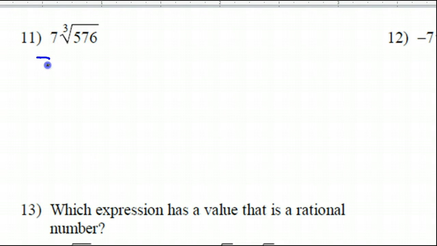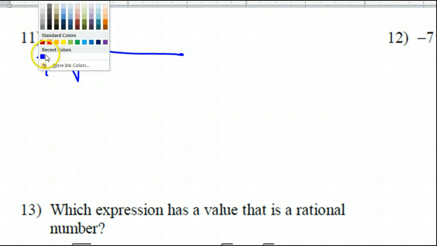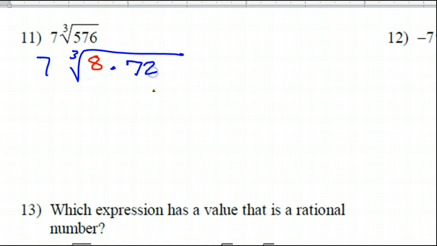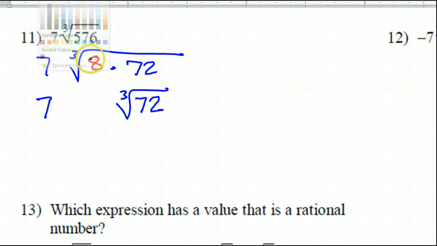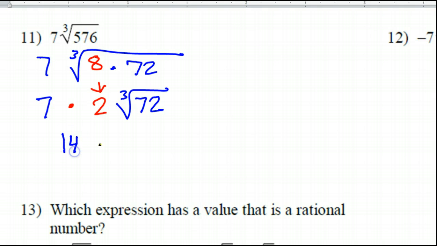Okay, so I've got the 7, and I've got this cube root, but we just saw that 576 could be written as 8 times 72. Okay, so everything in blue is going to stay how it is. So that would be 7, okay, and the cube root of 72. But the cube root of 8 is 2. Okay, so I have that. And 7 times 2 is 14. So that will give me 14 times the cube root of 72.